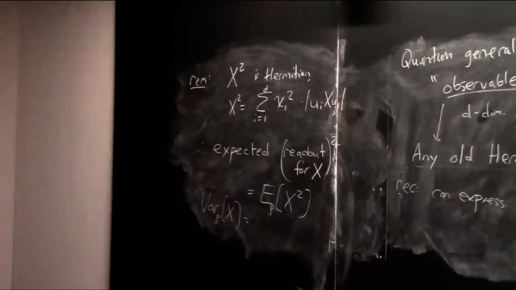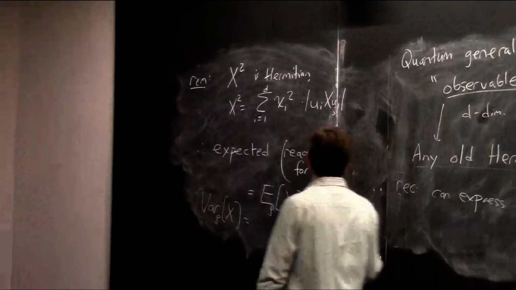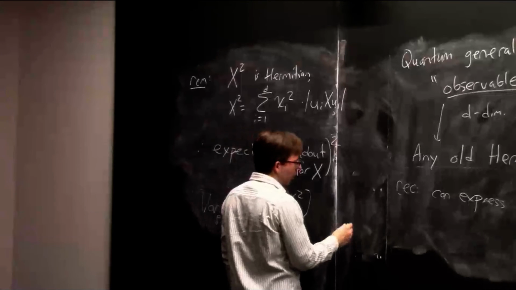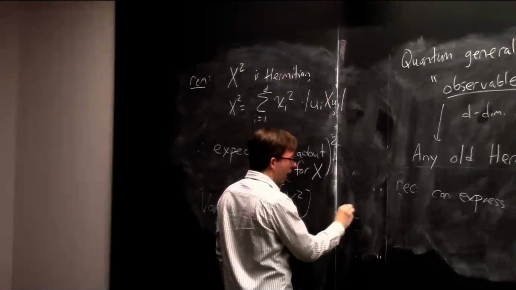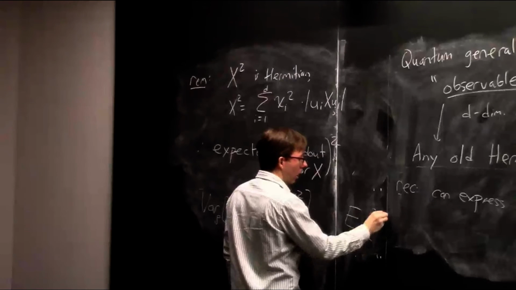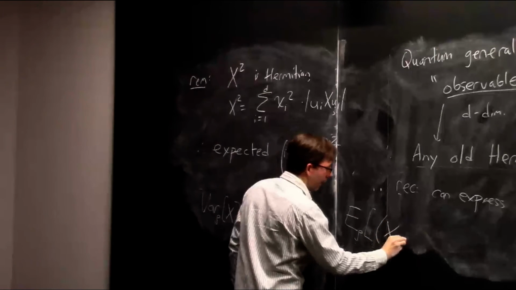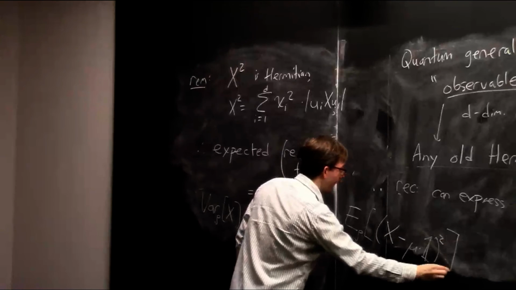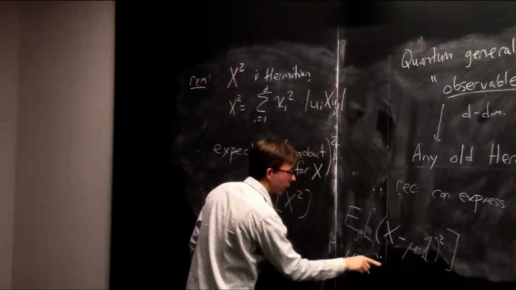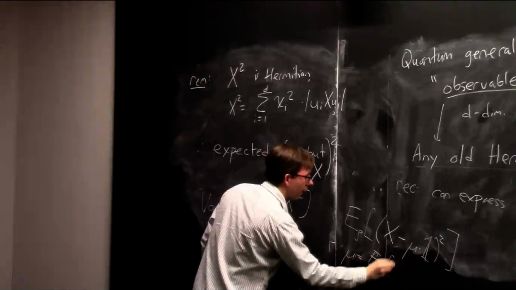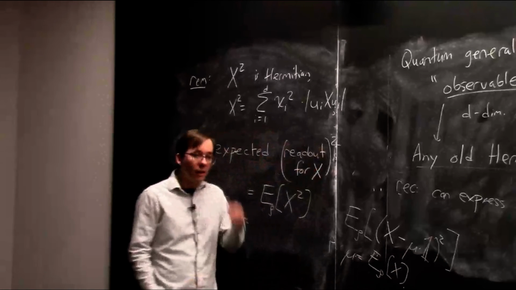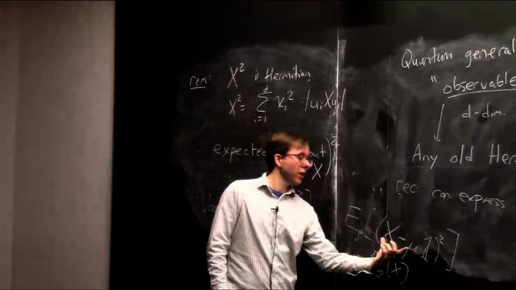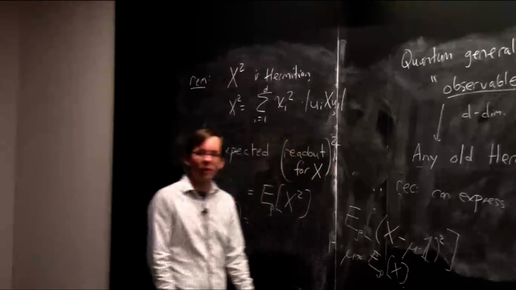You can also write it as the expectation of X minus the expectation of X, squared. You can check that this variance is, again, what you would hope. It's also the expectation under rho of X minus mu times the identity matrix, squared, where mu is the real number expectation of X. And you have to even make sure that this is a Hermitian matrix, which it is. So yeah.